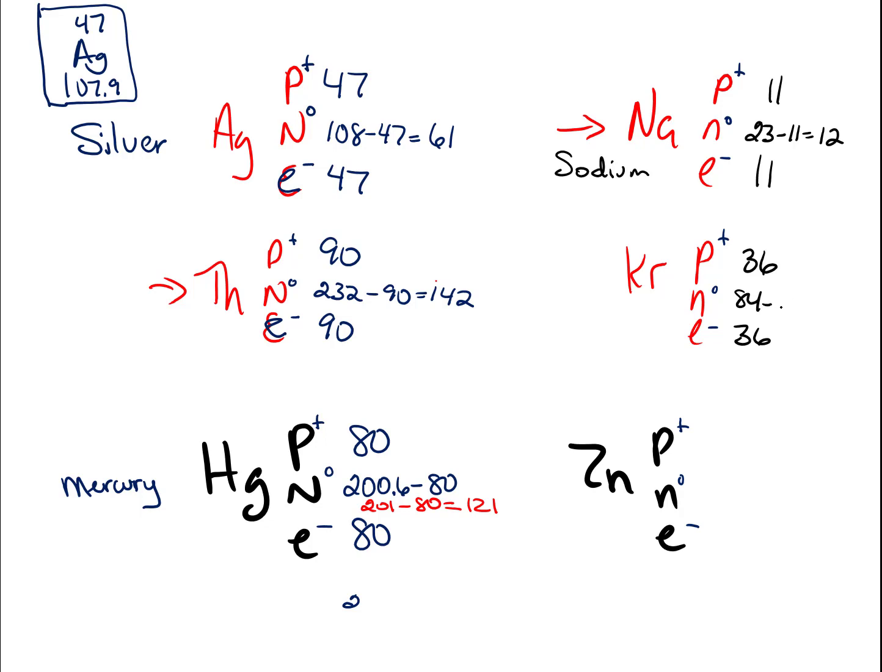So 84. I'd round 83.8 to 84. Subtract 36 gives me 48 neutrons. All right. Last one you should know. This one is zinc. Z-I-N-C.